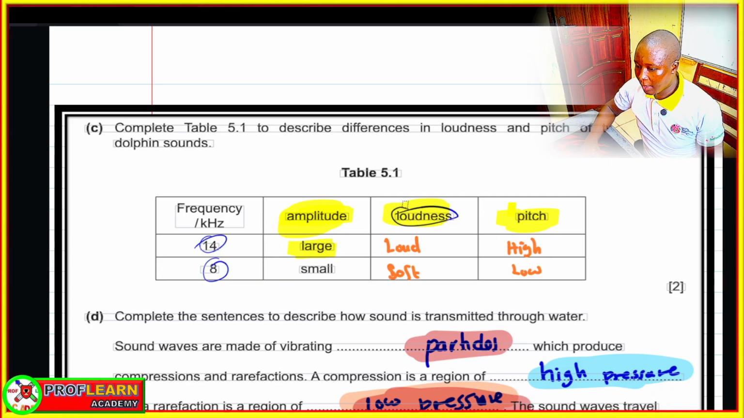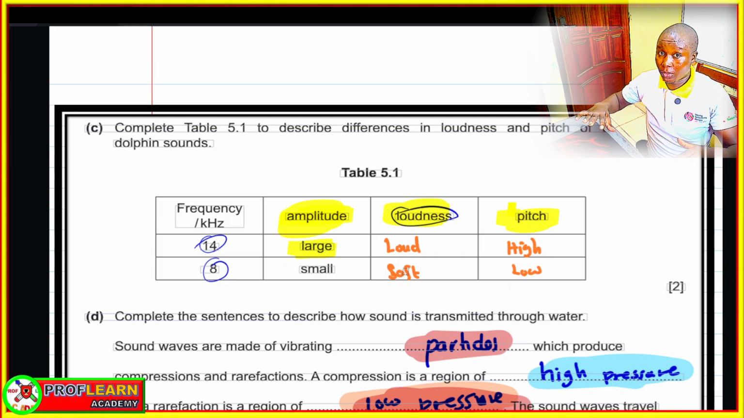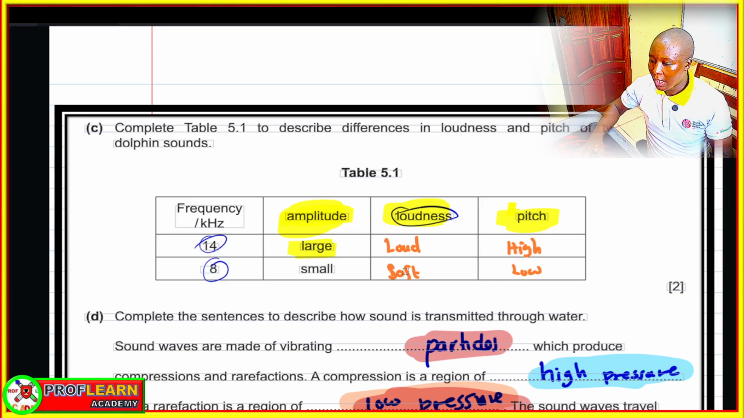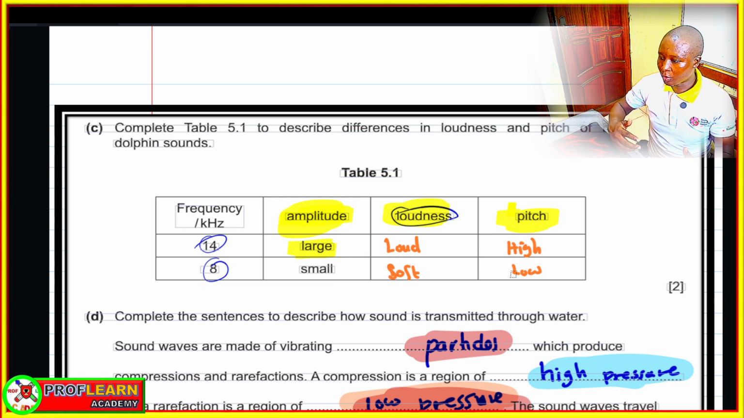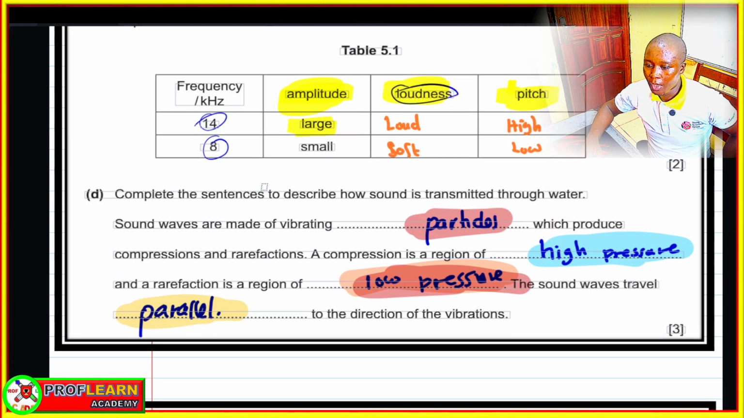If the amplitude is large, it's loud, and if the amplitude is small, it's a quiet sound or a soft sound. And if the frequency is high, this is going to be a sound of high pitch, but if the frequency is low, it's going to be a sound of low pitch. So also we're going to look at vibration.